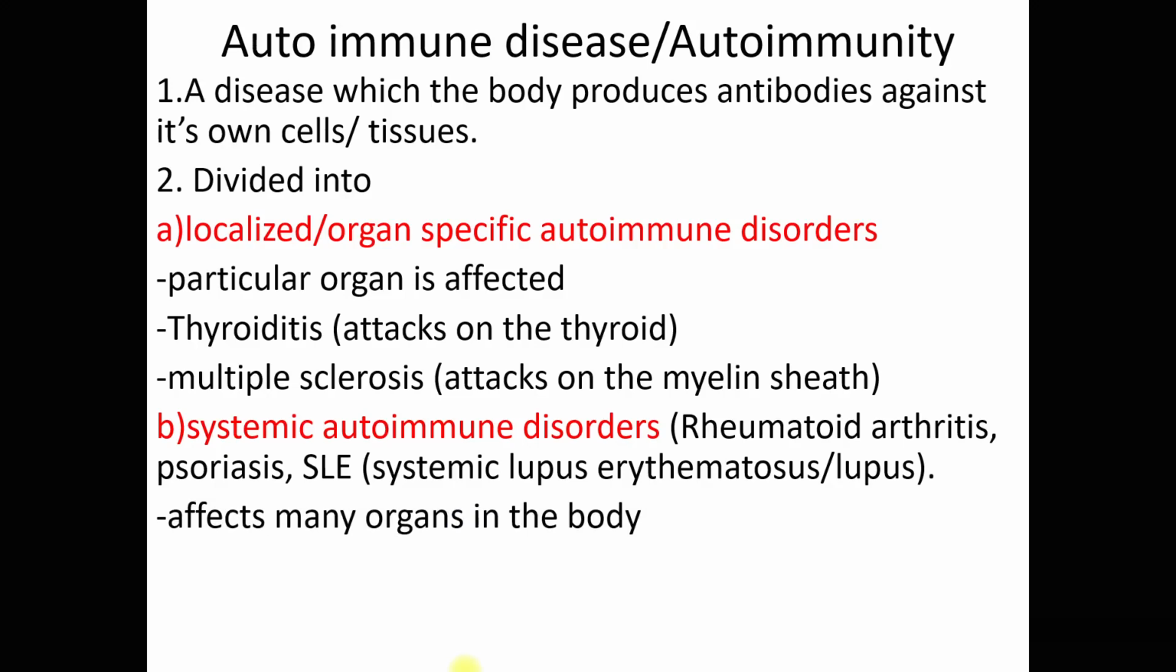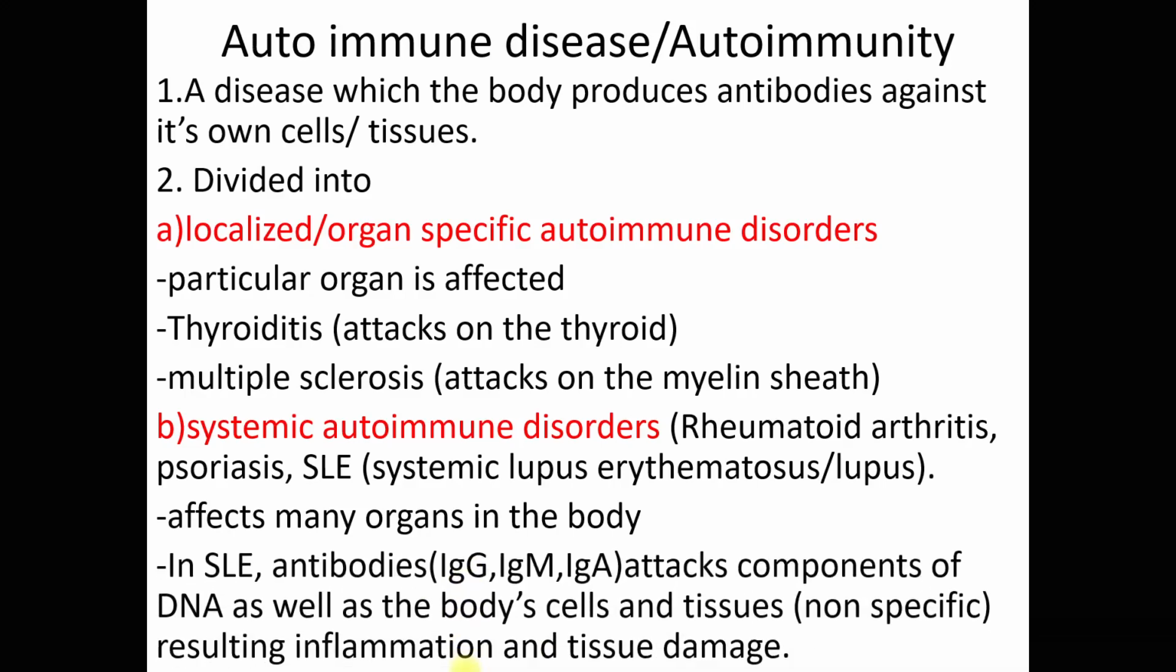So this systemic autoimmune disorder affects many organs in the body. Many organs, not one, but many. Now for example, in SLE, because for STPM candidates, apparently in your syllabus SLE is mentioned, where you must know about it, compared with arthritis and psoriasis. It's not compulsory. So now in SLE, what happens? Antibodies such as IgG, IgM, IgA attack components of DNA as well as the body cells and tissues, non-specific, any tissues in your body, and this will result in inflammation and tissue damage.